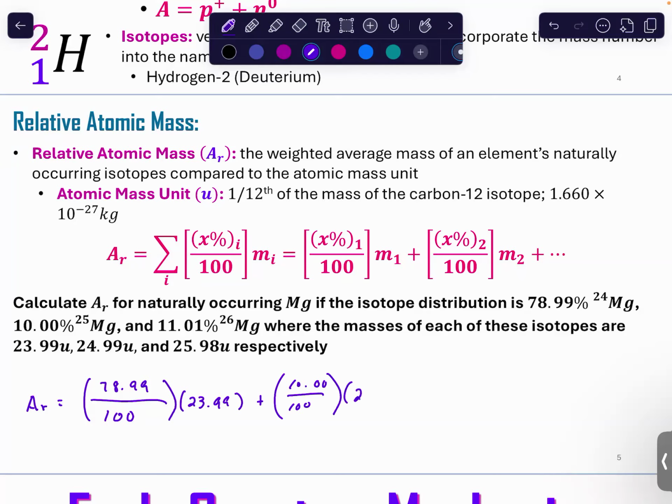Times its mass. And then the magnesium 26. So 24.31. Yep. And when you look, that's what you'll see on the periodic table beneath magnesium. So again, every element on the periodic table is the relative mass based off naturally occurring isotopes.